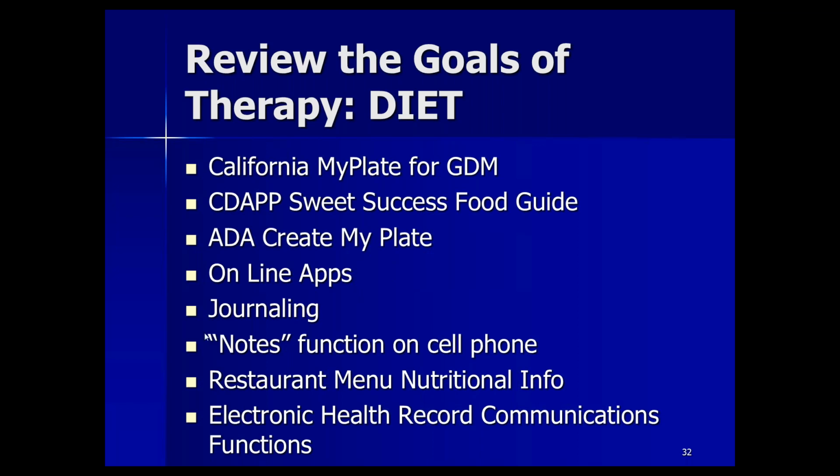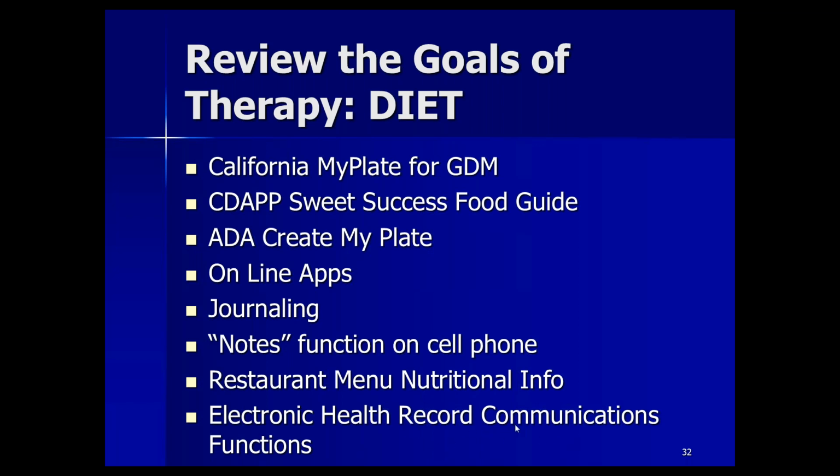Journaling, one of the things I've had my patients do is either use their notes function or actually literally just take a picture of their plate and bring them into my visit so I can look at what they ate. Meal cards for fast food restaurants, I find that those are handed out at the fast food counters easily. And then if you're lucky enough to have an electronic health record, there's a lot of communications functions. Epic has one.